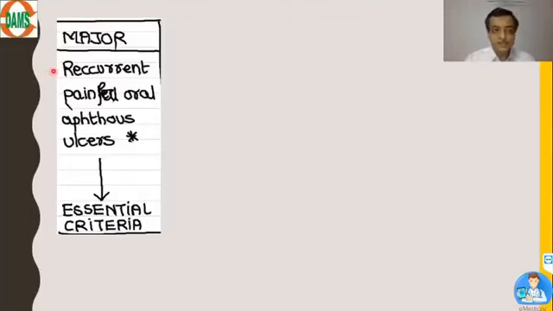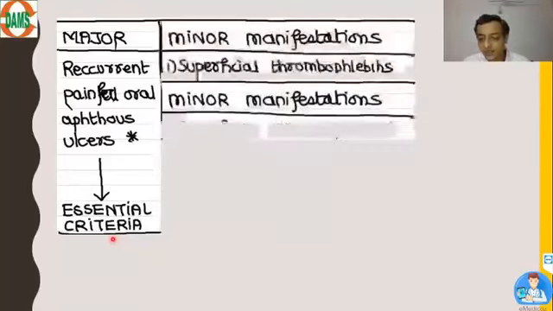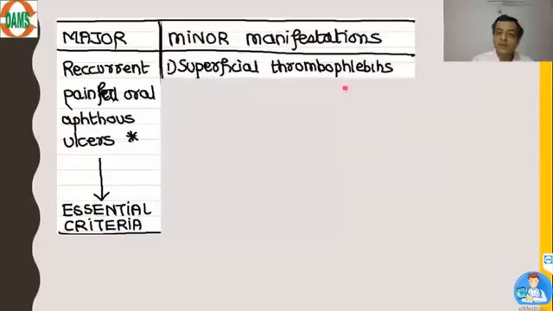So major manifestation, recurrent painful oral aphthous ulcers. This is also the essential criteria. So for diagnosis of the disease, we have to have this essential criteria. Along with that, let us look at the minor manifestations, one by one.